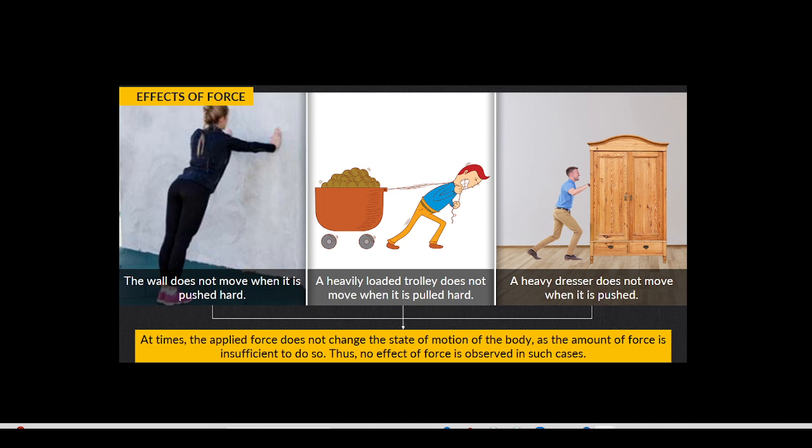But the question is, will it always move? If you push the wall very hard, using all of your energy, would you be able to move the wall of your room? No, right? You could pull it, similar. Could you?